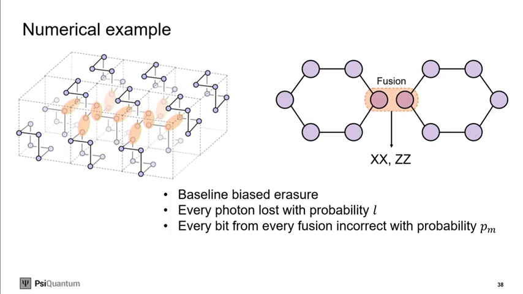And again, for every fusion, we have the following problems. We have three sources of errors here. We have a baseline biased erasure, which just comes from the weirdness of photonics. On top of that, every photon is lost with probability L, which is our unbiased erasure. And in addition, our error model is going to include a situation where every bit from every fusion is incorrect with some probability. Let's call it PM.